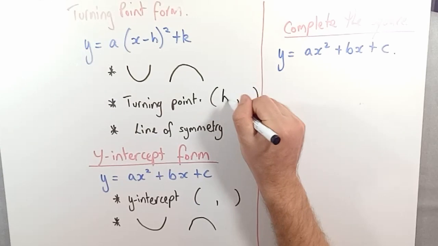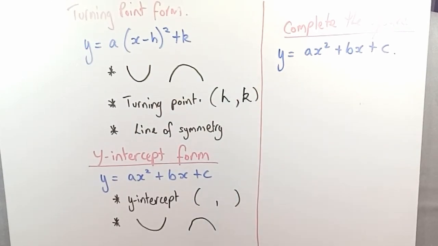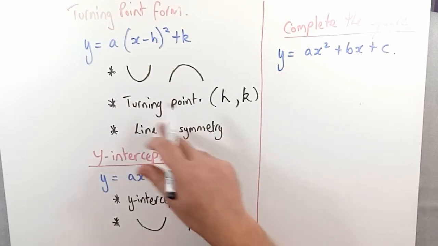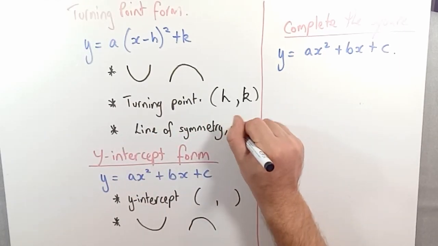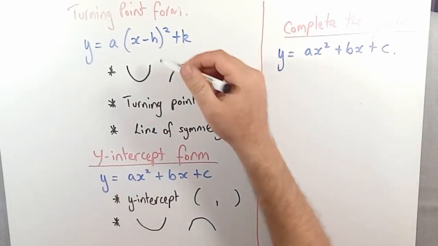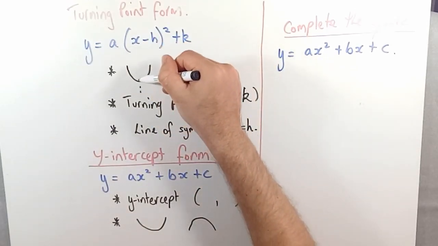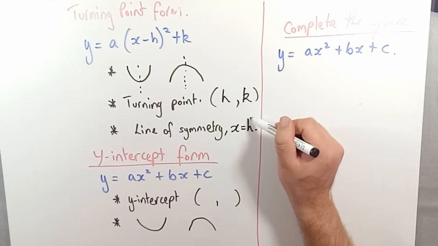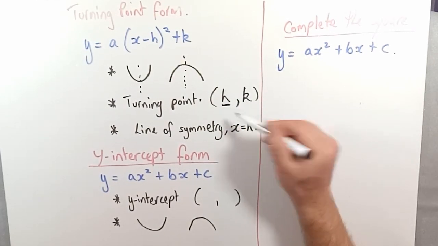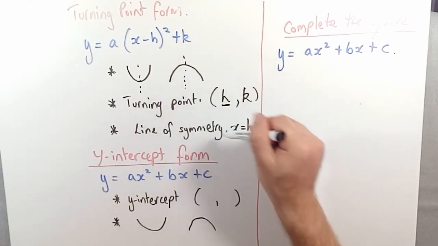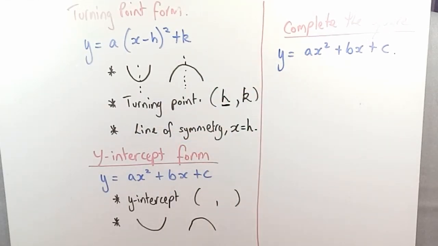So we know that the turning point is (h, k). Okay, and we also get the line of symmetry. Okay, so the line of symmetry is going to be x is equal to whatever h is. Obviously, because it's symmetrical about the turning point. So as long as you know the x-coordinate for the turning point, then you know the line of symmetry.